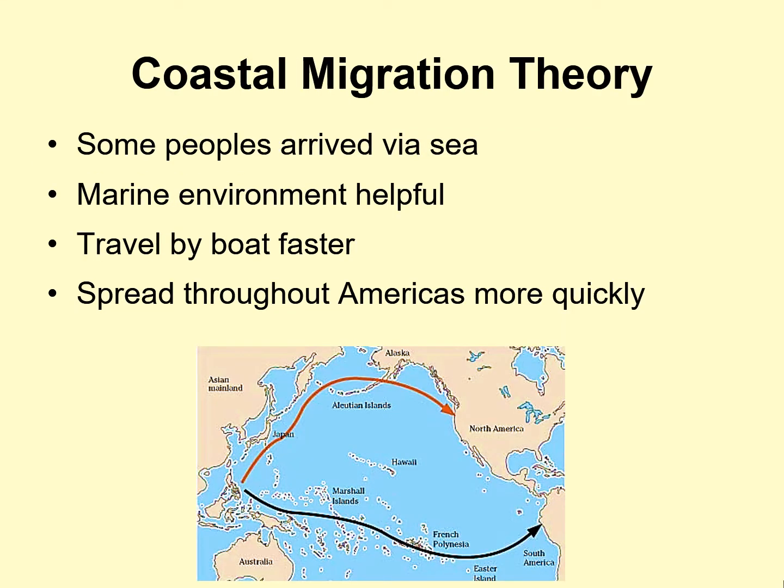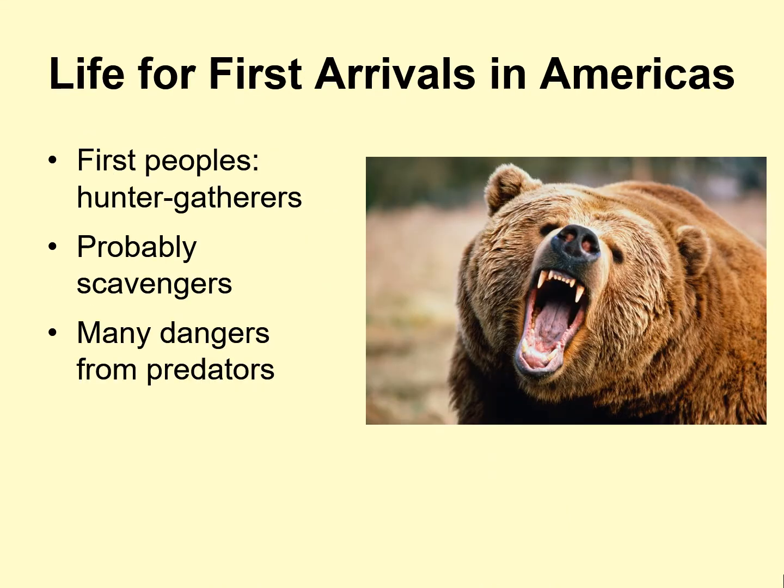There is a competing, or at least possibly complementary, coastal migration theory that some peoples arrived in the Americas via sea travel. The rich marine environment along coasts would have supported maritime peoples very well. Travel by boat would have also been much faster and easier than the route over land. This would allow peoples to spread throughout the Americas much more quickly than strictly by land.